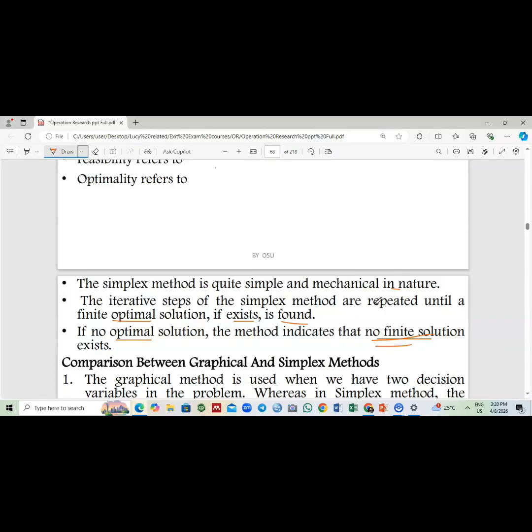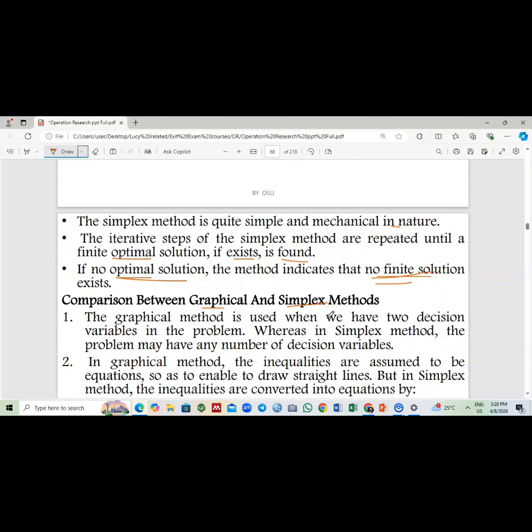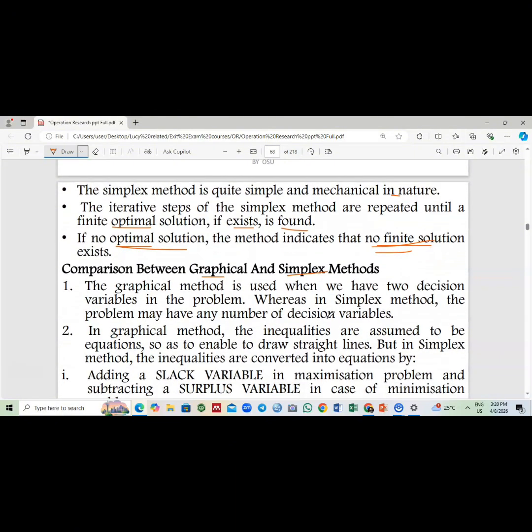So the linear programming is said to have no optimal or no finite solution if there is no optimal solution by the simplex method. Let us compare these two, especially the graphical method and the simplex method, and check how they differ and how they relate. For example, the graphical method is used when we have 2 decision variables in the problem, whereas in the simplex method the problem may have a number of decision variables.